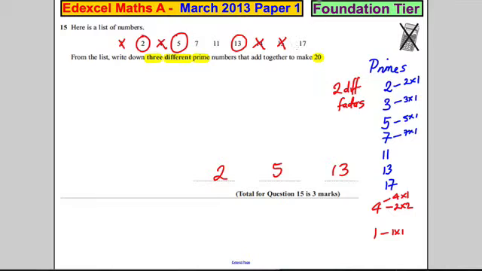There was another, I just had a quick check of the marks here, I wasn't even thinking. 2 add 7 add 11, 2 and 7 is 9, add 11 is also 20. So there were 2 different answers there.